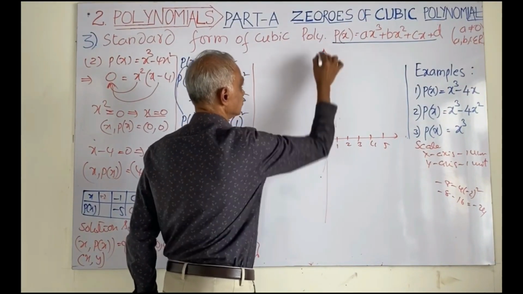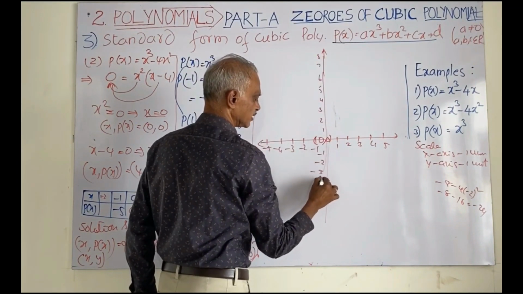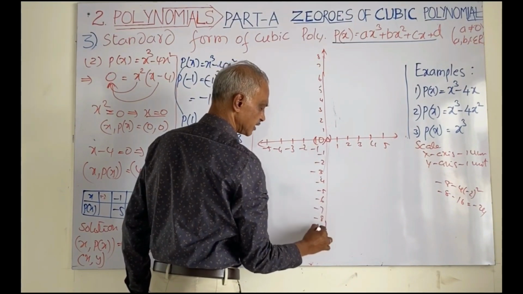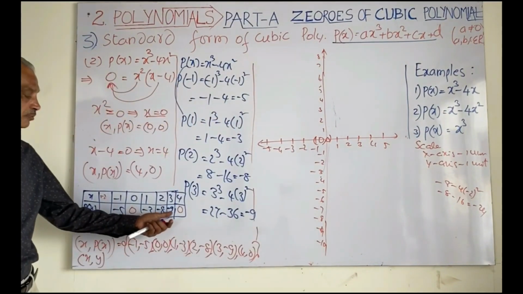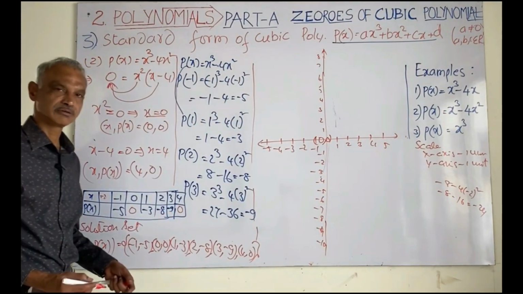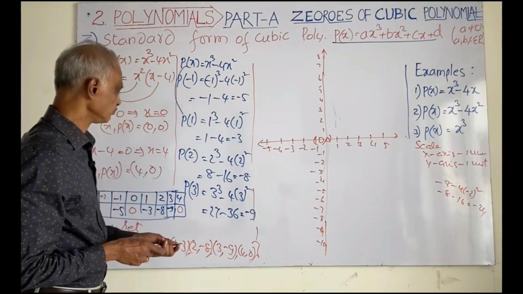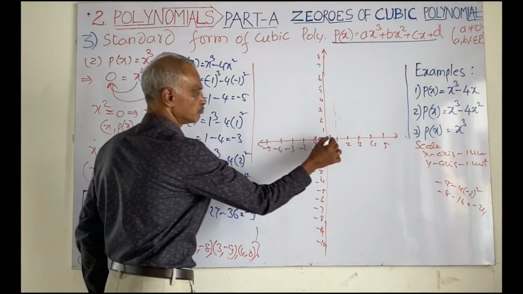See, -1, -2, -3, -4, -5, -6, -7, -8, -9, -10. You see, we have up to -9 there. You can take -10, -11 like that. Now, what is the solution set? -1, -5.